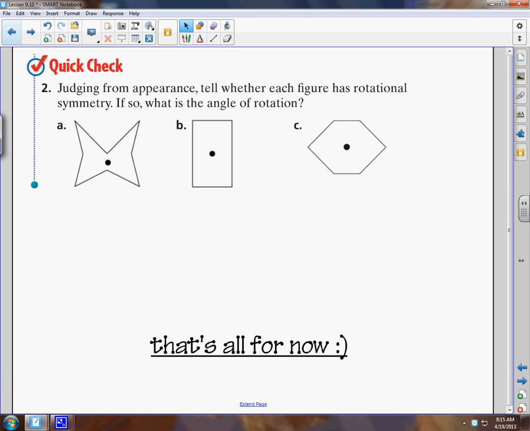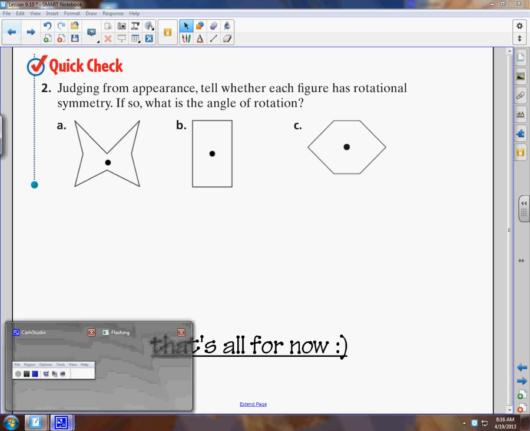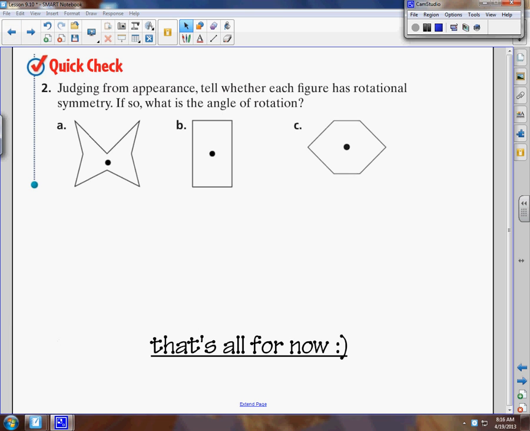So now try these. Judging from appearance, tell whether each figure has rotational symmetry. If so, what is the angle of rotation? So try these in your notes, and then we'll go over them.